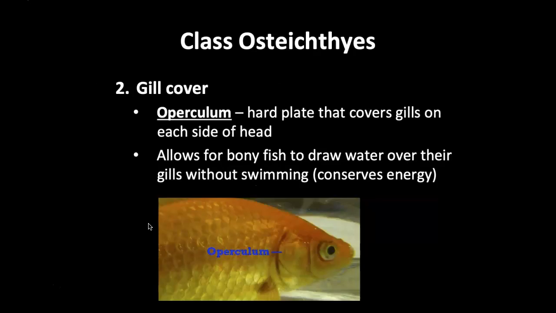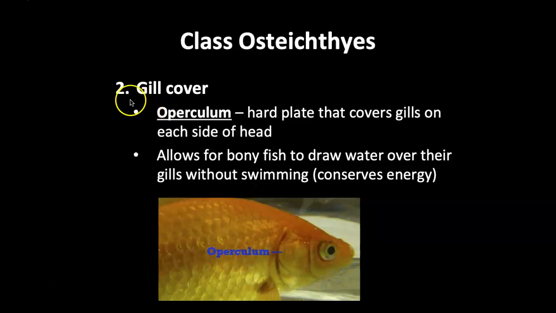Second characteristic that osteichthyes have is they actually have what is known as a gill cover. Most of your freshwater fish will be osteichthyes. They have this gill cover. It's called an operculum. It's a hard plate that covers the gills on each side of their head. And what this allows for the fish to do is move that bony structure, that operculum, back and forth in order to draw in water through their mouth and then over their gills.